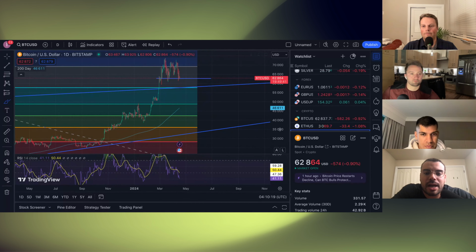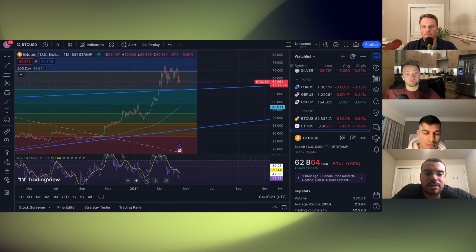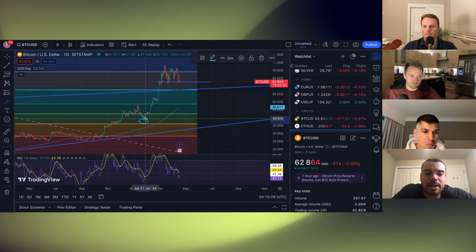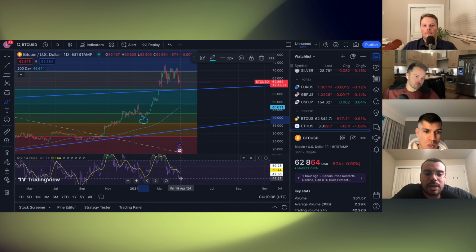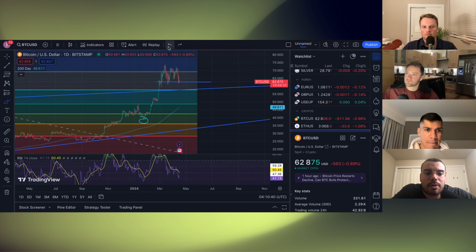But on the reverse side, it is interesting to see that we're at the same level in terms of an RSI that we were back when we did this crazy pump in late January. So we were sitting at roughly 33, 35 for the RSI, and now we're sitting at about 41.